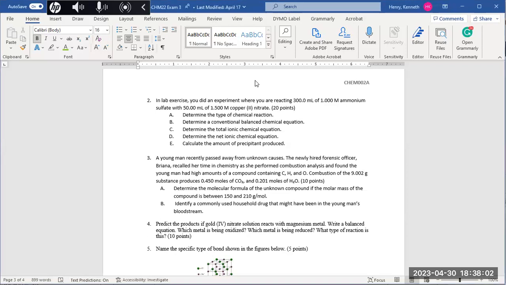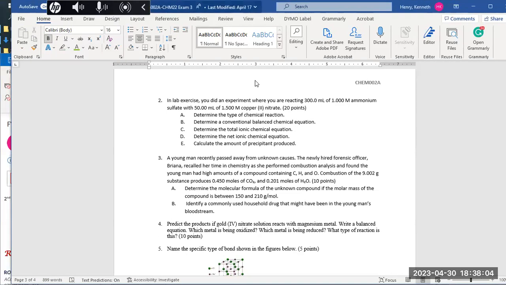Okay, let me shift things over. So obviously combustion is just going to have C, H, and O, right? That's all you're dealing with, those 3 elements? Yeah. So we know that we're going to have a C, an H, and an O. So that compound is going to have those things, right?